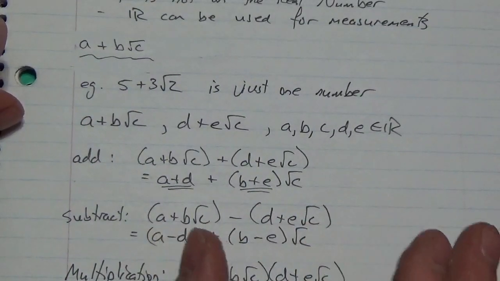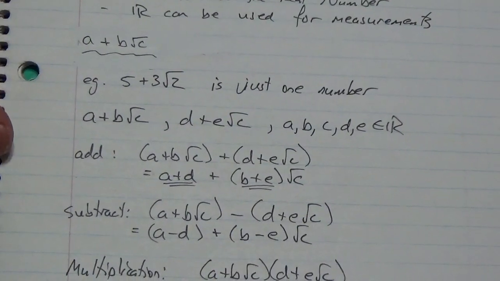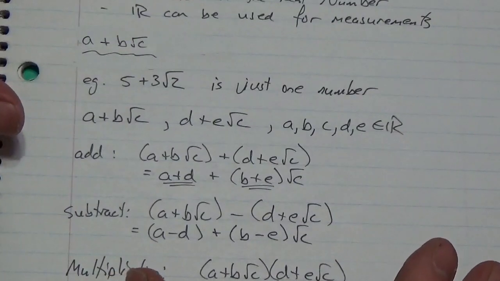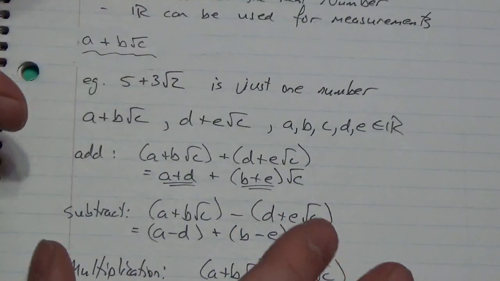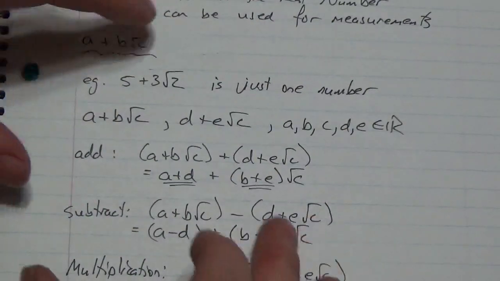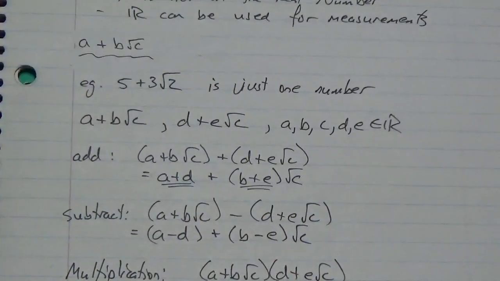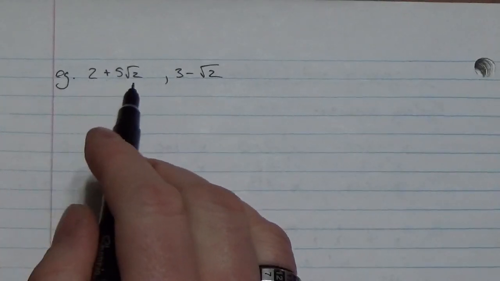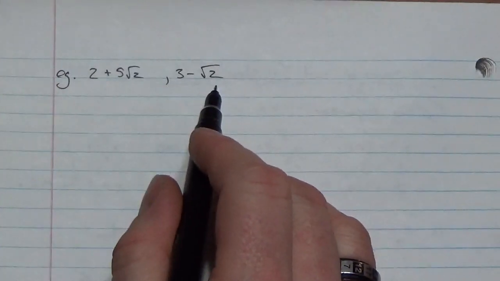Now I'm going to do a couple of examples with maybe some numbers with root 2's in them, just to verify that what's going on here is correct. This is important because what we do next with imaginary and complex numbers relies on this being true. Okay, so here are the two numbers I'm going to work with. 2 plus 5 root 2 and 3 minus root 2.